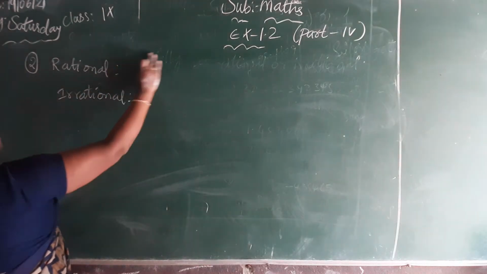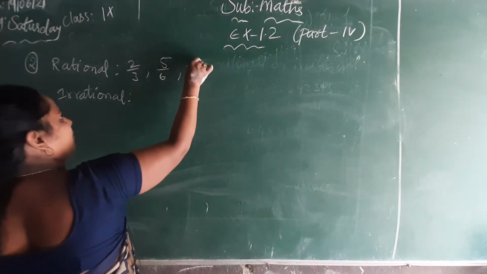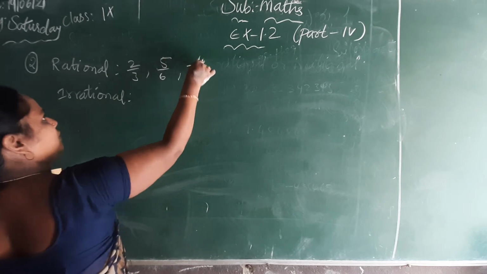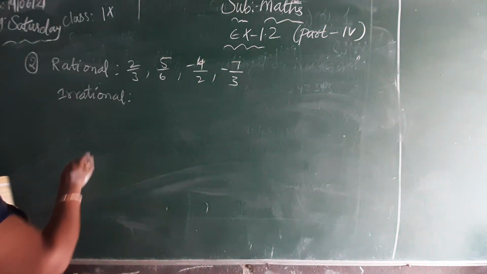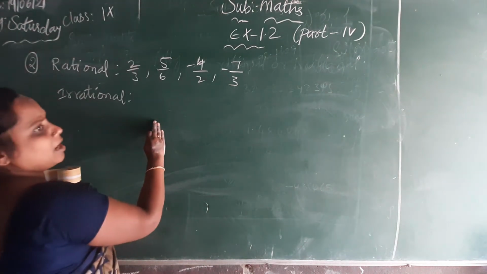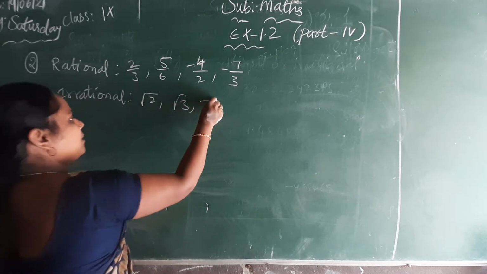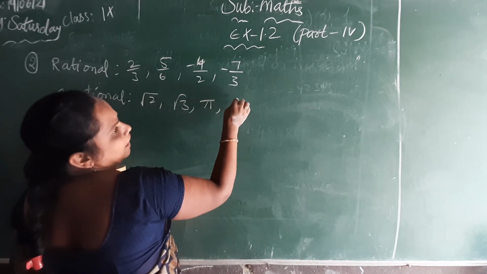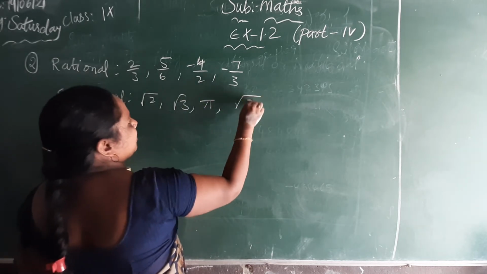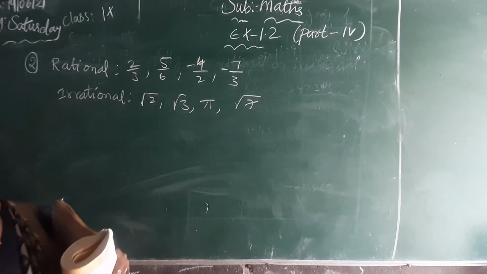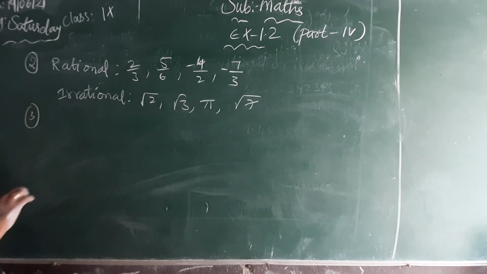Rational numbers mean p by q form, so 2 by 3, 5 by 6, minus 4 by 2, minus 7 by 3, like this. Irrational means non-perfect squares: root 2, root 3, the value of pi, and as you wish you may write root 7. Non-perfect square numbers are irrational numbers. So this is the second problem.